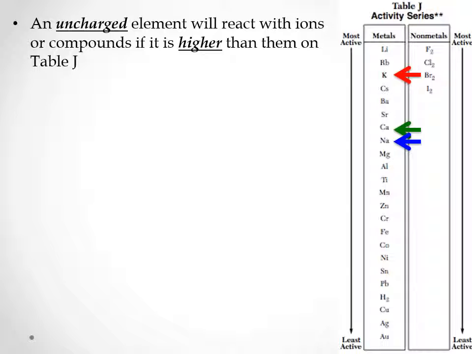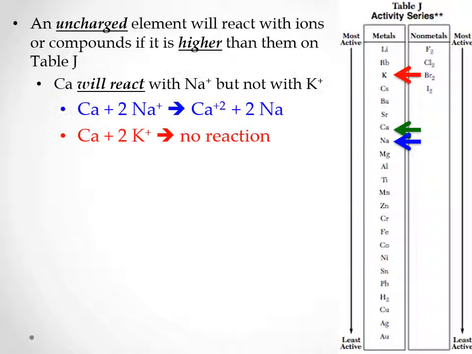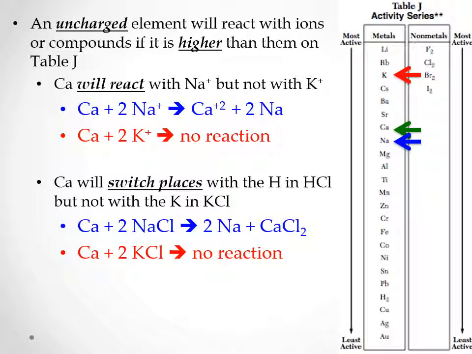Let's pay attention particularly to these three elements: potassium K, calcium Ca, and sodium Na. Since neutral calcium is listed higher than the charged element sodium, it will react with the sodium to do a redox reaction. But since neutral calcium is not higher on table J than the charged element potassium, that reaction will not happen. And same thing down here. Since calcium is higher than sodium, it single replaces sodium in this reaction with the salt, but calcium will not kick potassium out of its molecule, since K is higher on table J than Ca is.